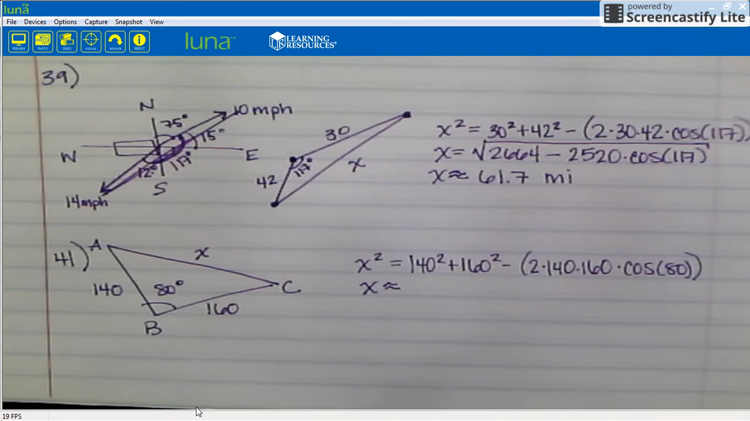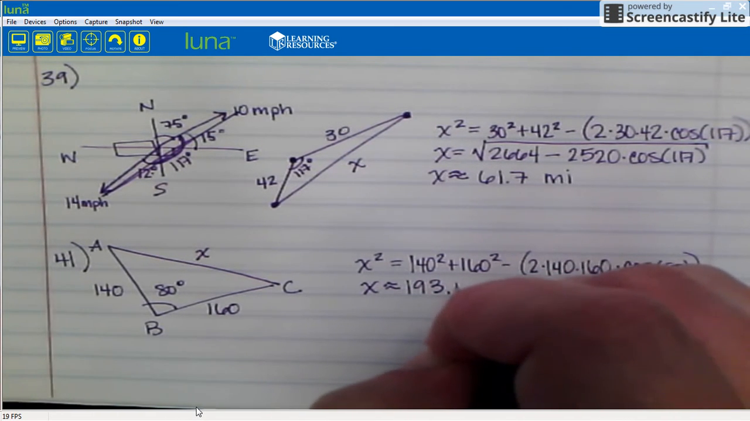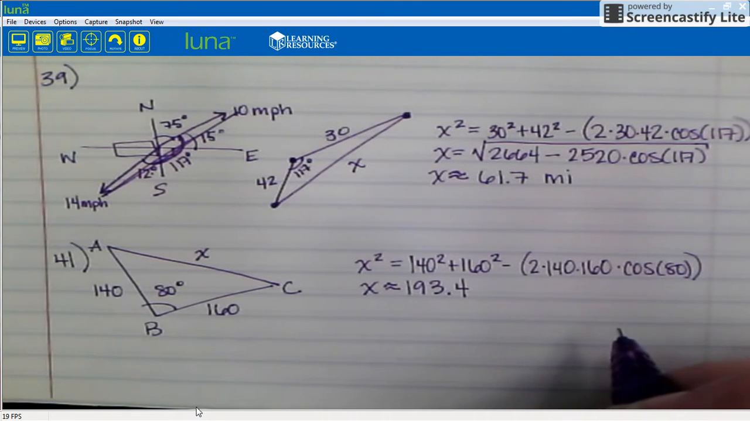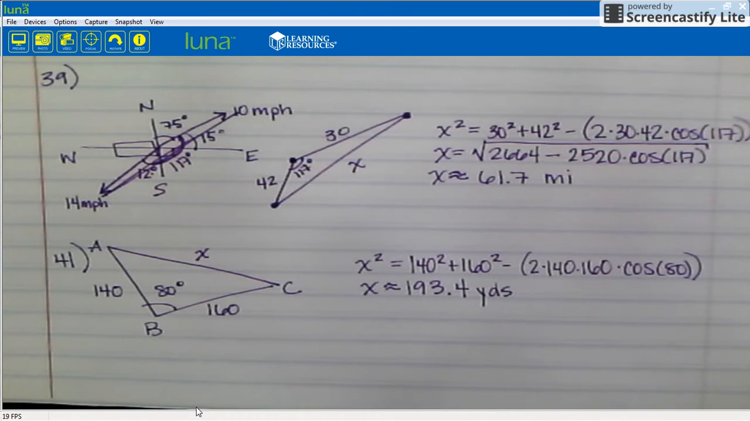And this is going to give me about 193.4 yards, which makes sense if we're talking about a lake.